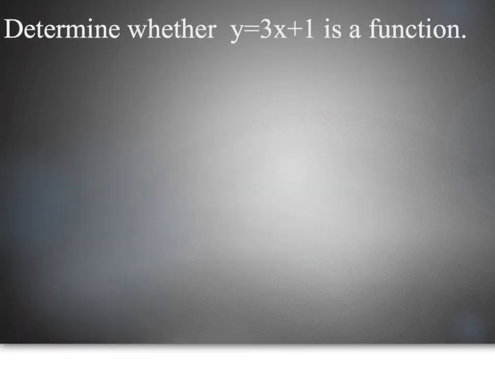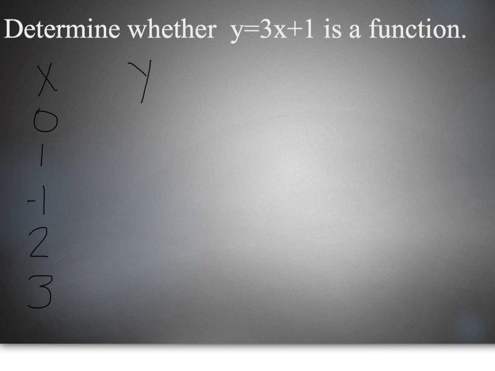Determine whether y equals 3x plus 1 is a function. What we can do is pick some values for x, something like 0, 1, -1, 2, 3. We have to see whether we can get the same number for y. So, if x is 0, that means 3 times 0 plus 1, that would be 0 plus 1, which is 1.